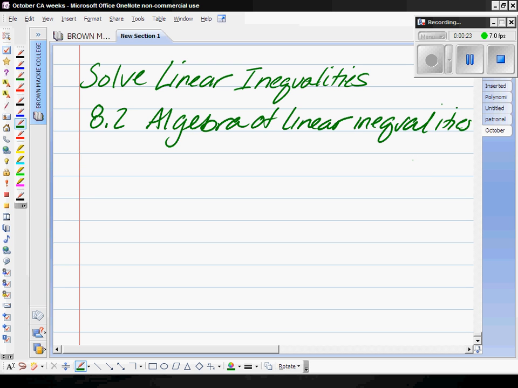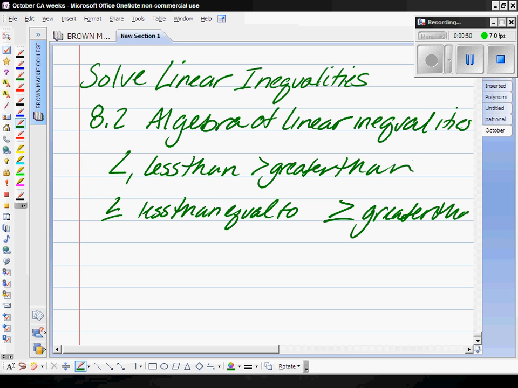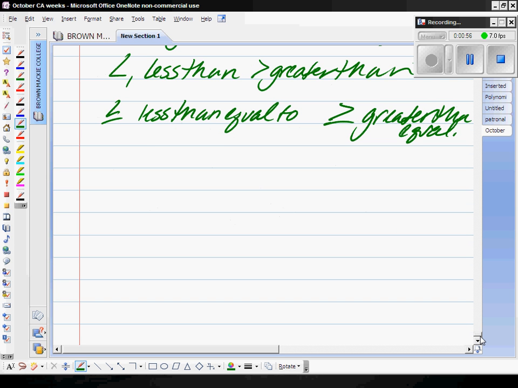Now, we briefly went over the inequalities in class. Remember, you have your less than, you have your greater than, you have less than or equal to, and then remember you have your greater than or equal to. Now we need to remember all of these for when we get to graphing our solved solutions. We need to graph them.